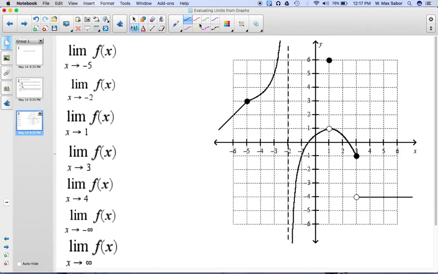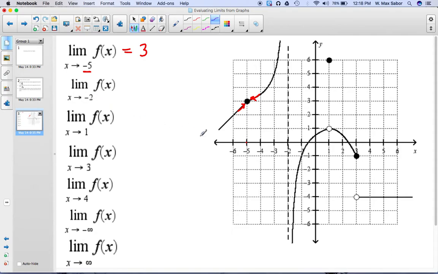So let's look at these. What's different between all these questions is what we're evaluating the limit as. As x approaches -5, well, here's -5. As x approaches -5 from the left and from the right, it approaches a y-coordinate of 3. So the limit is +3.